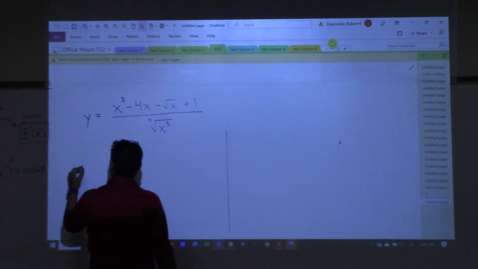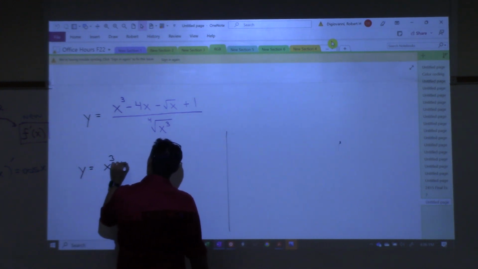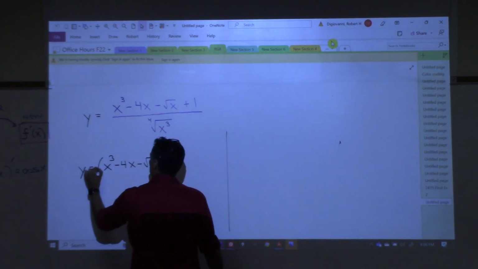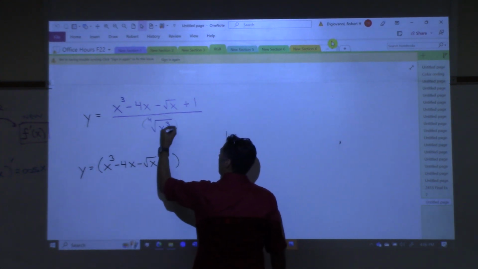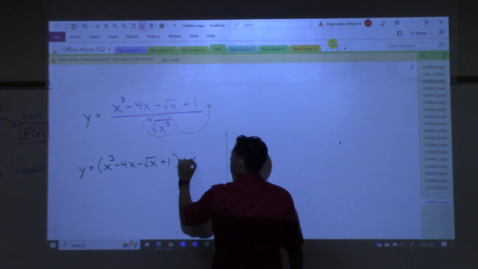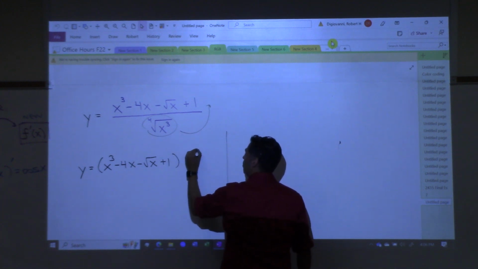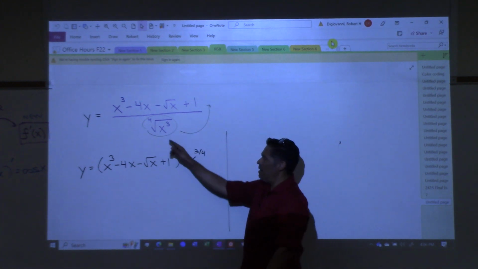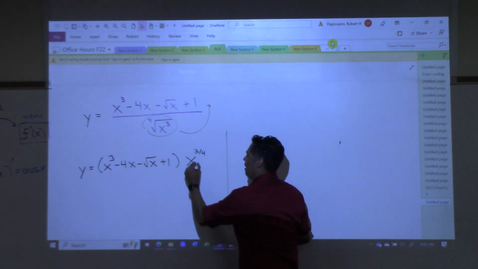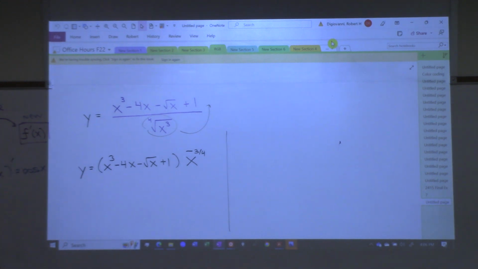And that is to do this. Rewrite it as x to the third minus 4x minus root x plus 1 in parentheses, and then bring this thing up to the top. Now what we mean by that is you rewrite that as a rational exponent, so it should be 3/4 power, right? Isn't that what it means to be 3/4 power? But you brought it up, which means it would be negative 3/4. Is that what you meant?